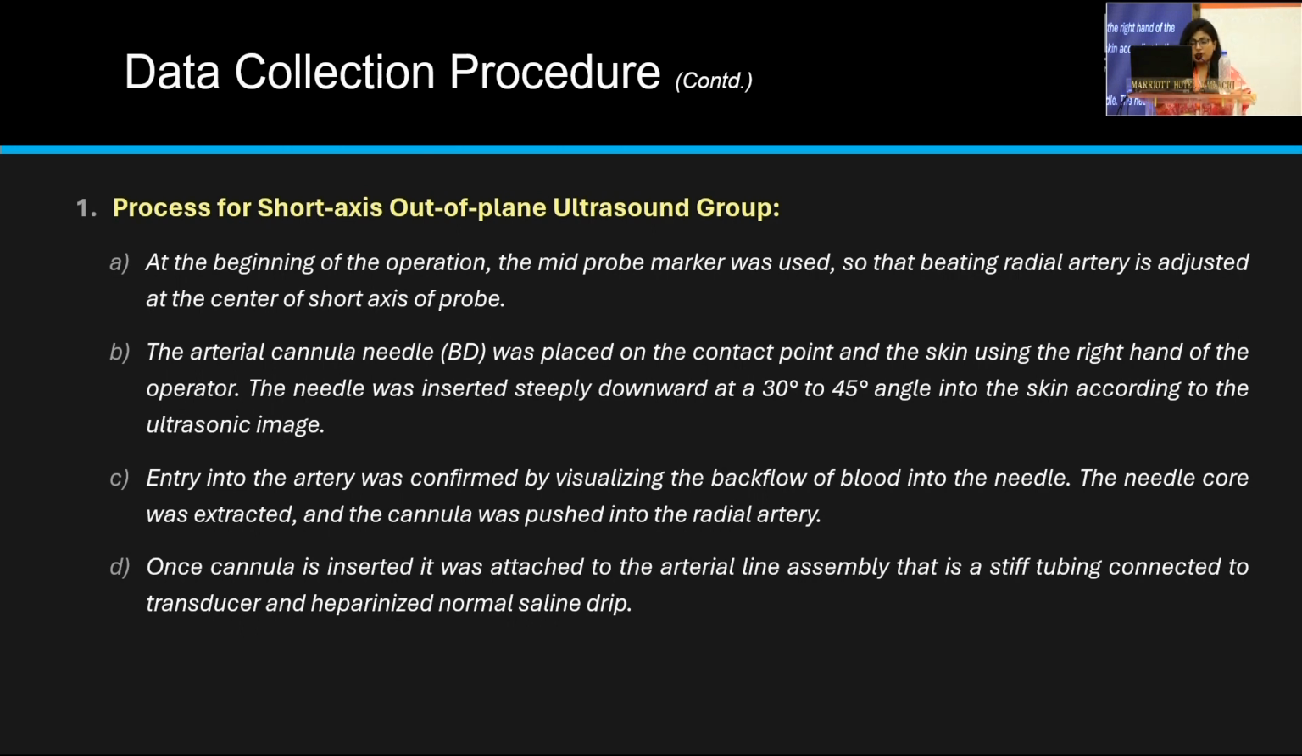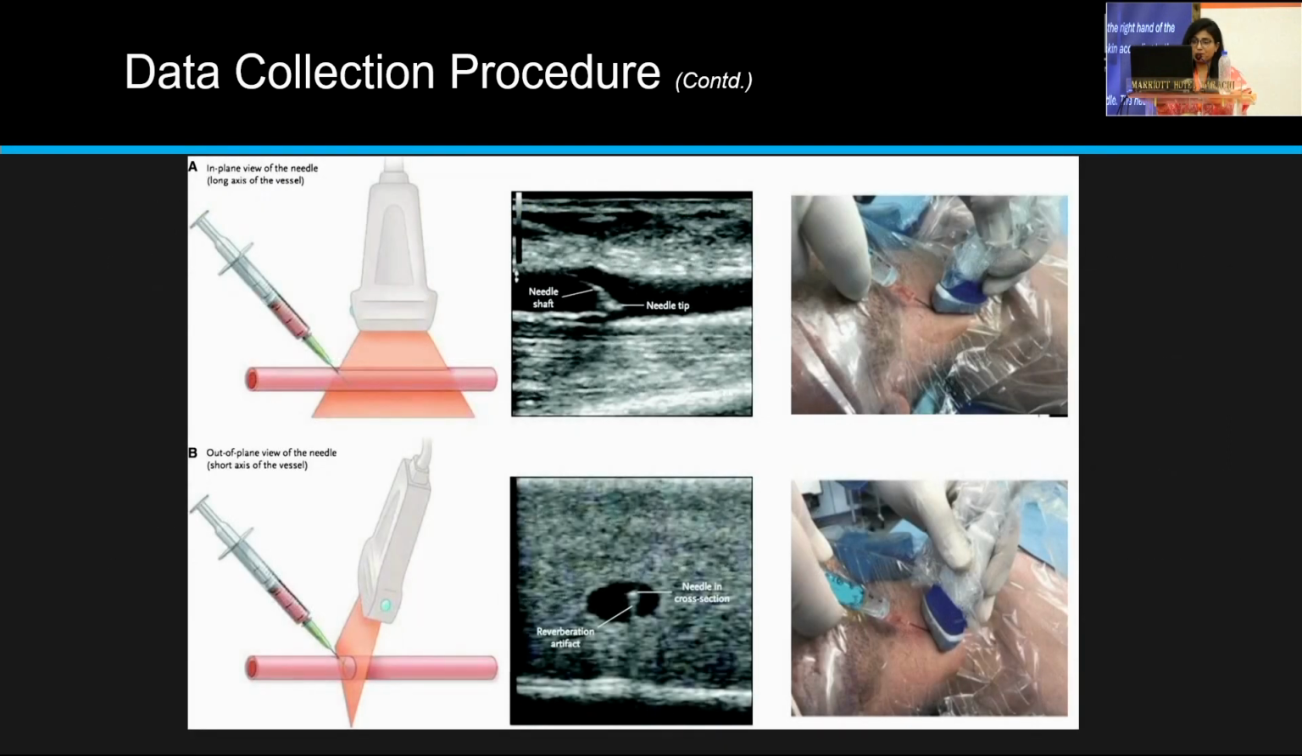After confirmation of the radial artery, the needle was inserted at an angle of 30 to 35 degrees. Entry into the artery was confirmed by the backflow of blood. Once the backflow is confirmed, the core was extracted and the cannula was pushed into the radial artery, then connected to the transducer and the heparinized normal saline line.